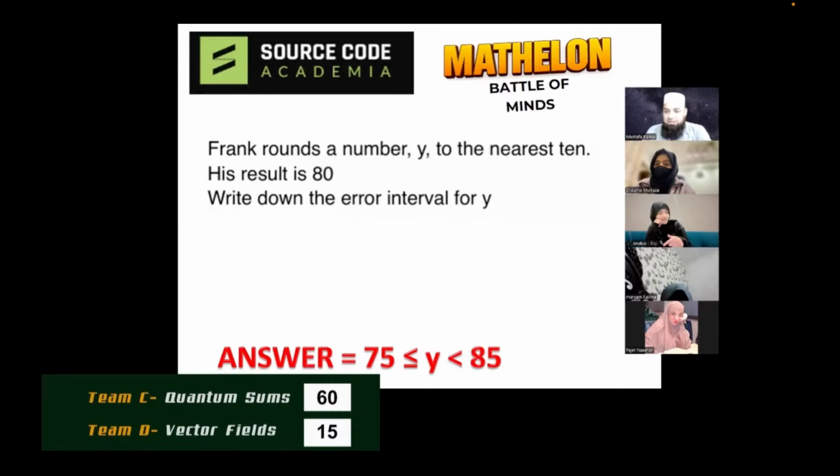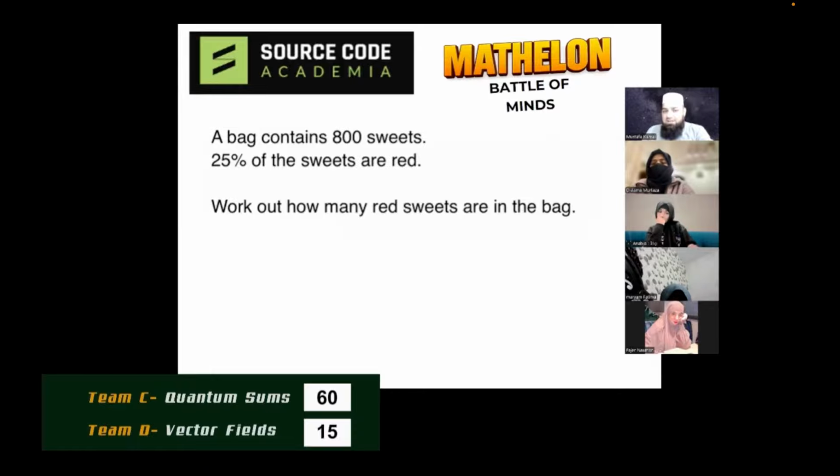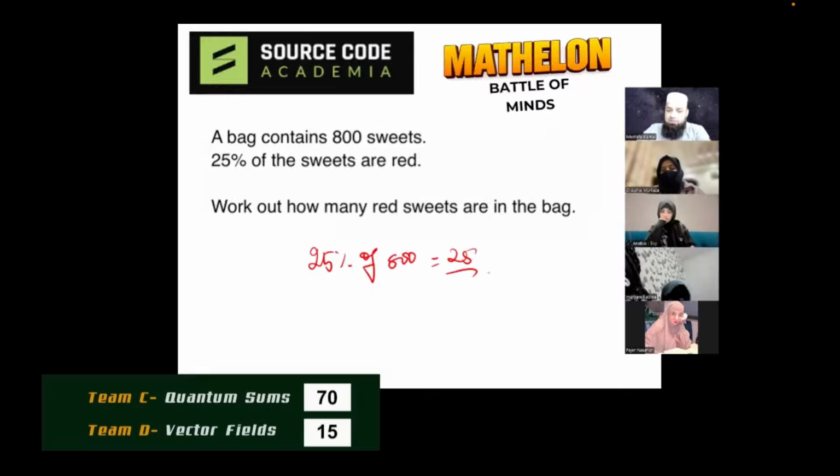All right, the next question is on screen now. A bag contains 800 sweets. 25% of the sweets are red. Work out how many red sweets there are. Team Fatima. 200. 200 is the correct answer because you need to find 25% of 800, which is equal to 25 divided by 100 times 800, which equals 200. Well done.